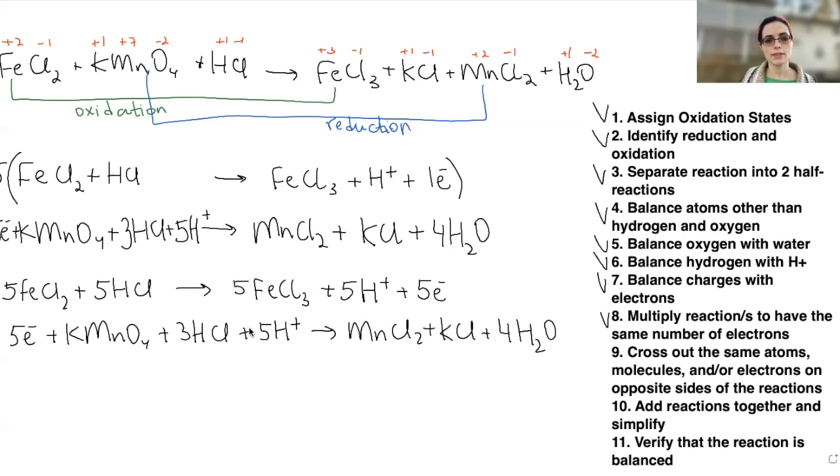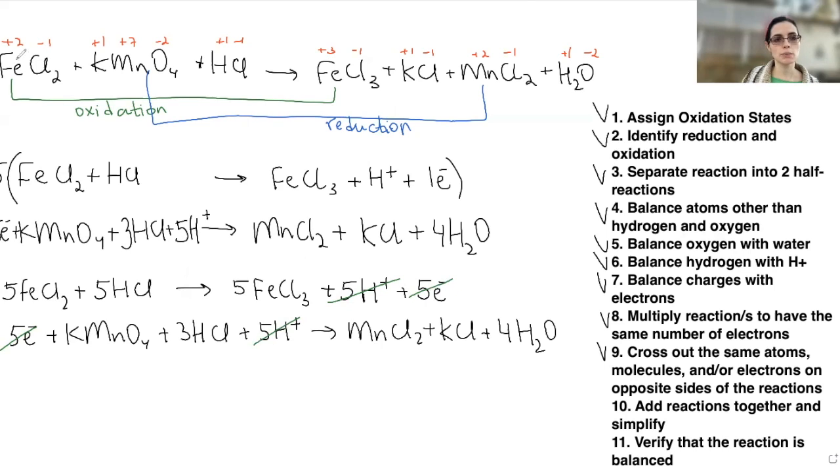So this side would be opposite from this side. So what do I have that's the same? I have 5 H plus ions and 5 H plus ions here. I have 5 electrons here and I have 5 electrons here. Do I have anything else that's the same on opposite sides? No. Right, so what I can do now is put a check mark here, and now I can add the reactions together and simplify. So that's what I will do.